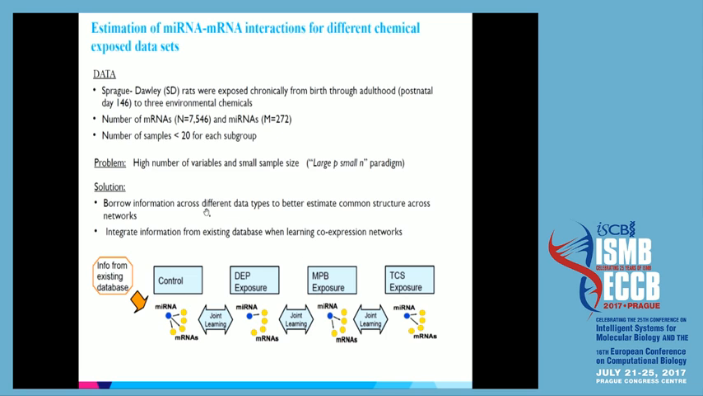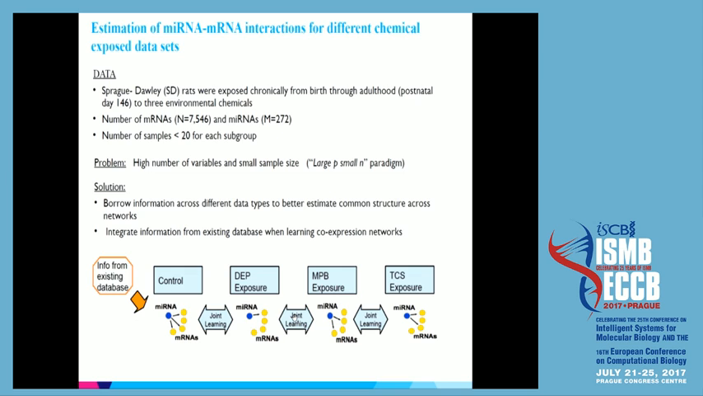So what we want to do here, and this can be applied to many other applications, is learn this microRNA messenger RNA interaction for different groups jointly, simultaneously, by borrowing information across them, because we expect that some of the structure would be actually shared across different data sets. And also we want to include info from existing databases, such as microRNA messenger RNA interaction databases. There are many of them.